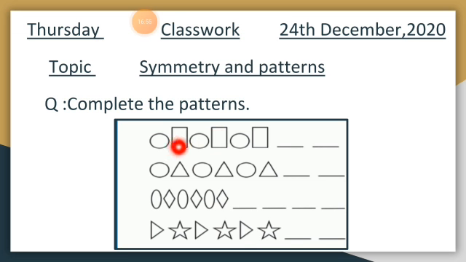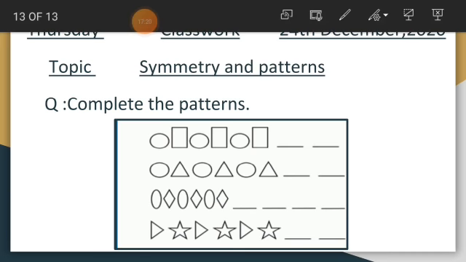Okay, circle, rectangle, circle, rectangle, circle, rectangle. Now, on these two lines, you will draw the next two shapes. These two shapes you can also draw with your color. Draw the shapes with your pencil. Circle, rectangle, circle, rectangle, circle, rectangle. Next two shapes you will draw with your color. If you don't have a color, you can use your pencil.